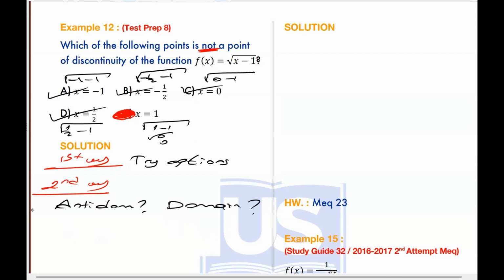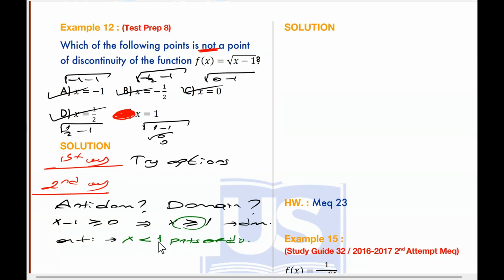So for square root functions, the domain is under radical being greater than or equal to 0, right? Isolate x, x is greater than or equal to 1. So this is your domain. Your anti-domain is its opposite. You change everything. X greater than or equal to will switch to less than. Okay, so x is less than 1 are points of discontinuities.